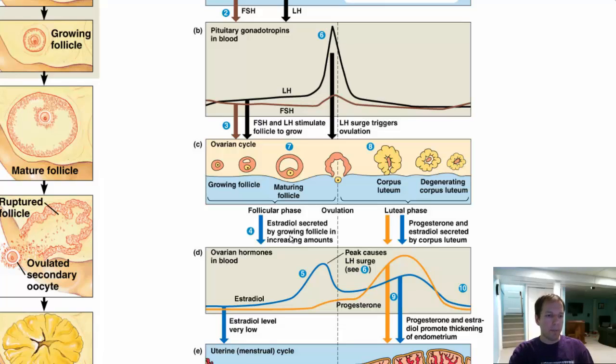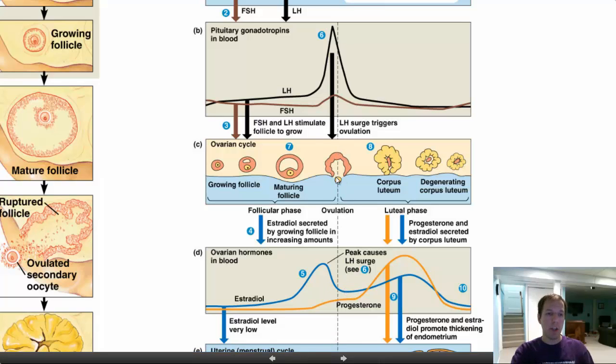So the estrogen, which is released in larger and larger amounts, you can see it increasing. Once the estrogen peaks, that is going to cause a surge in the amount of luteinizing hormone. Once the luteinizing hormone surges, that is what is going to cause the follicle to fuse and to rupture and to release the egg. So at this point here, this dotted line represents ovulation. That's again the point at which the ovum leaves the ovary.